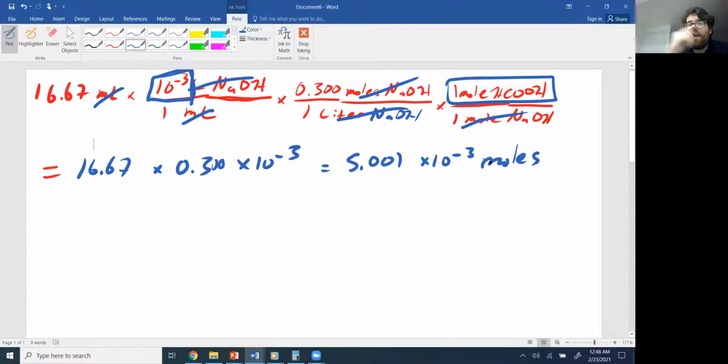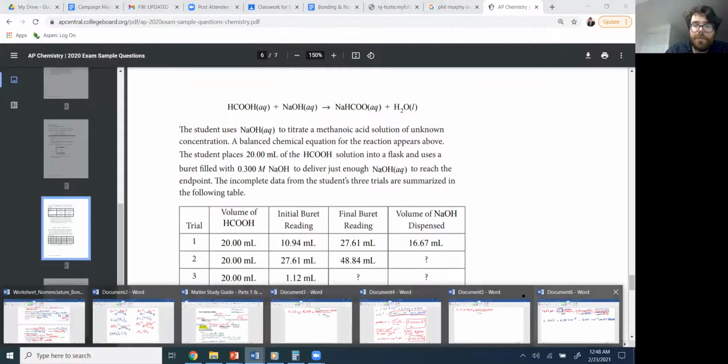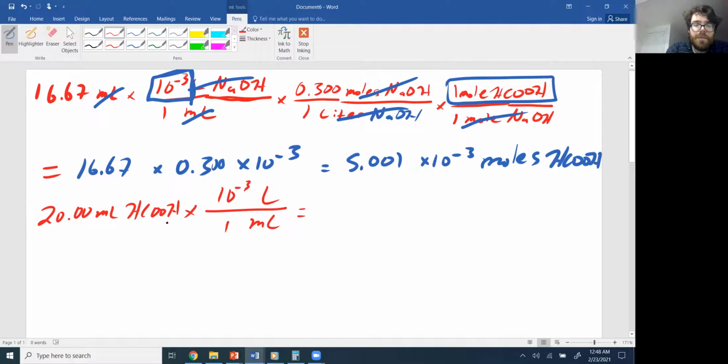So when we take this and divide it by the volume, we need the volume of the HCOOH in liters. We start out again with 20 milliliters of HCOOH. We will multiply this by the conversion factor. How many milliliters in a liter? Milli stands for 10 to the negative 3. Milliliters cancels out. We're going to get 20.00 times 10 to the negative 3 liters of HCOOH. You know what? We should leave it at this because when we divide them, these two exponents will cancel out, right?